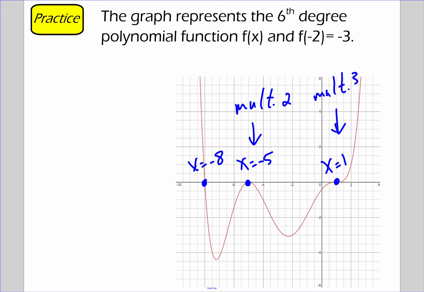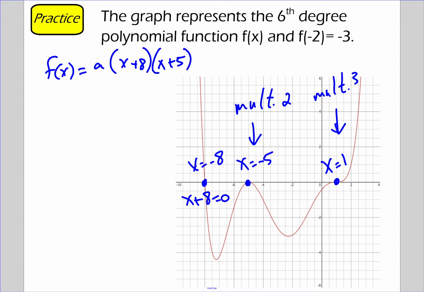Okay, so when we start to construct our polynomial f of x, we're not quite sure what our leading coefficient is. Let's just call it a. Now we can start writing in our factors. For x equals negative 8, if we add 8 to make it equal to 0, we get x plus 8. So x plus 8 is one of our factors. Doing something similar, we have x plus 5 as another factor, but this one we have to square because that's a zero twice. And then we're going to have x minus 1 cubed.